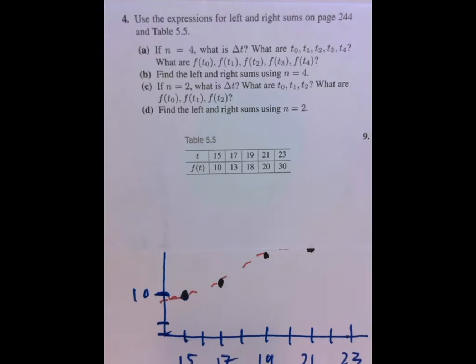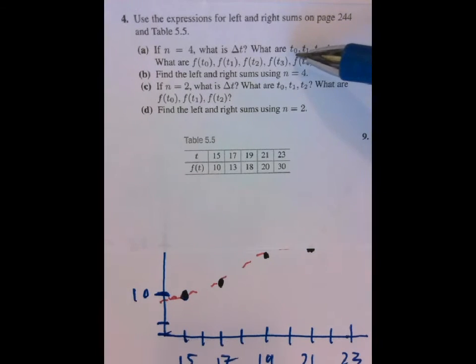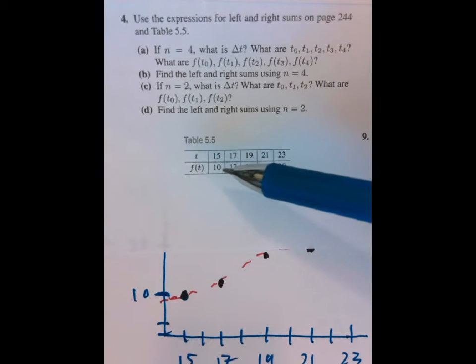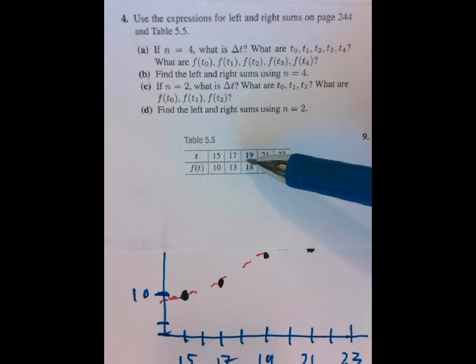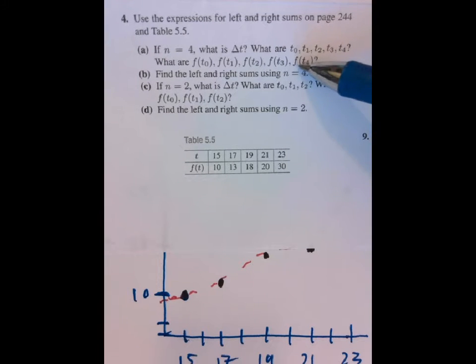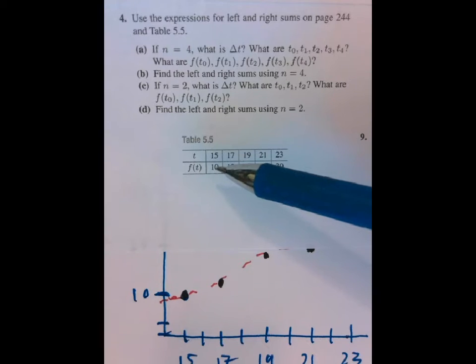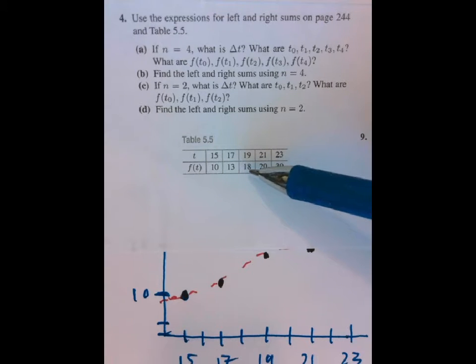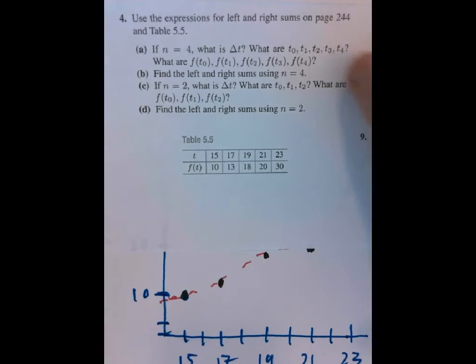Okay? So T0, that was the first T number. So that's T0, that's T1, that's T2, that's T3, that's T4. These are the corresponding function values. That would be f of T0, which is 10, f of T1, which is 13, f of T2, which is 18, f of T3, which is 20, and f of T4, which is 30. So that's what those are.